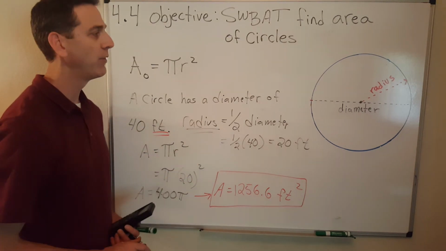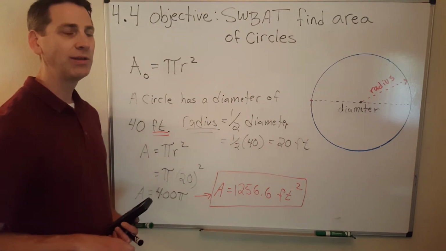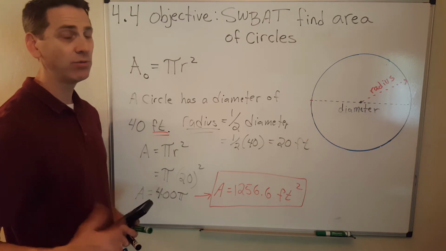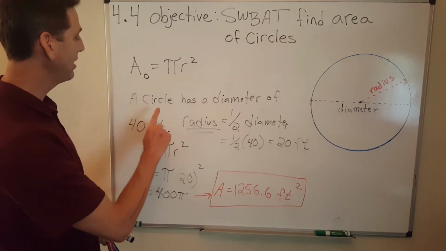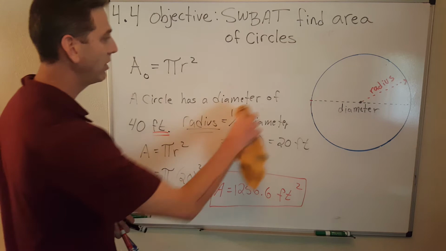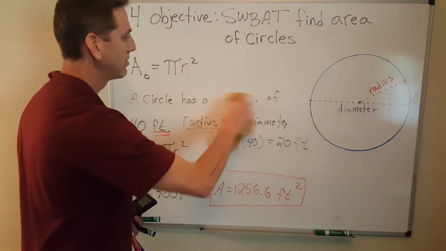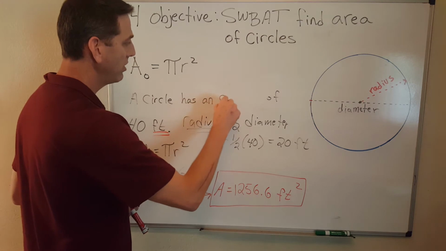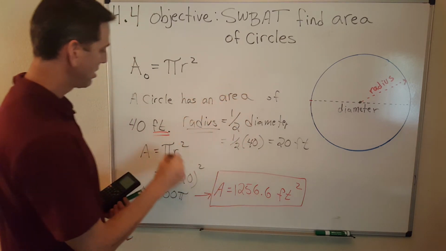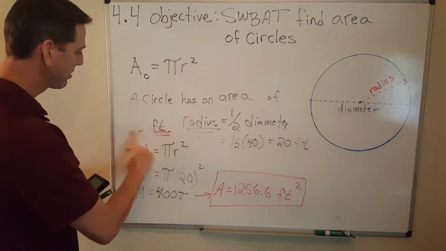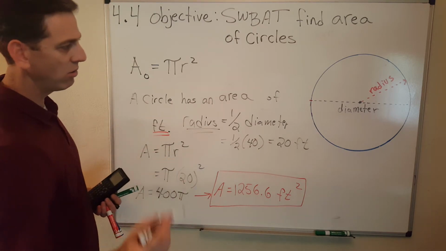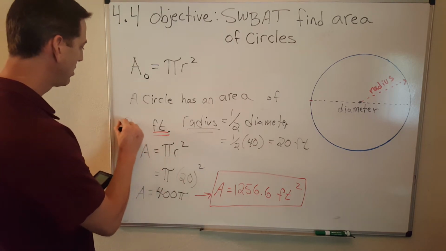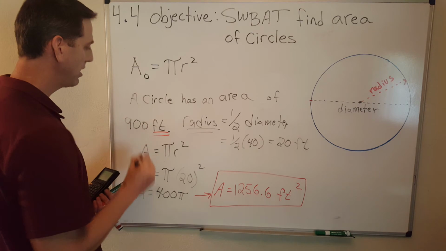All right, now, a little bit more tricky is when they will give you the area and ask for the radius. So let's say a circle has an area of, oh, I don't know, let's say 900 feet.